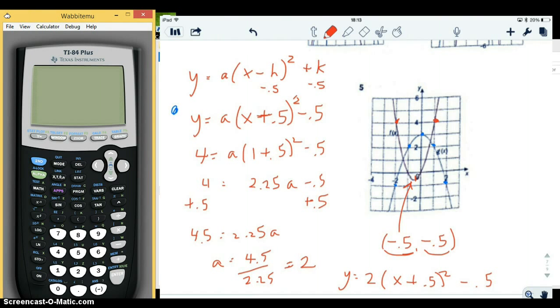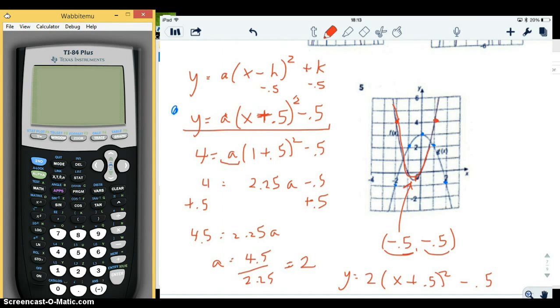So h is going to be minus negative 0.5, so it's plus 0.5, and k is just going to be minus 0.5. Okay, so here's where we're at now. Now what about the a? Well, we know that a is going to be positive because it opens up.